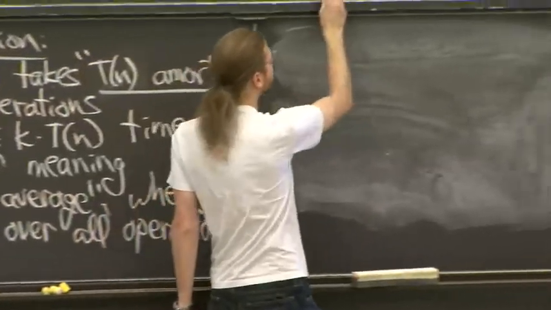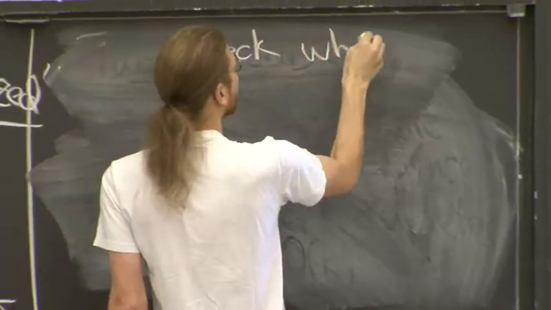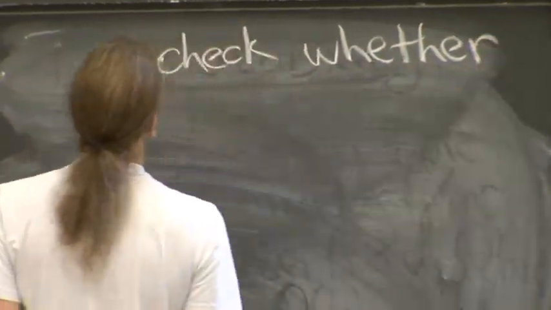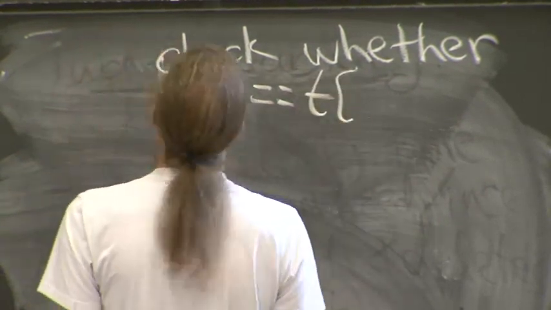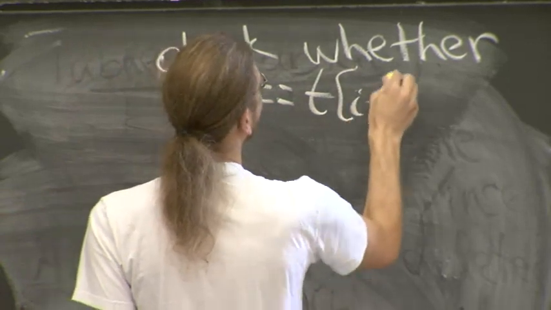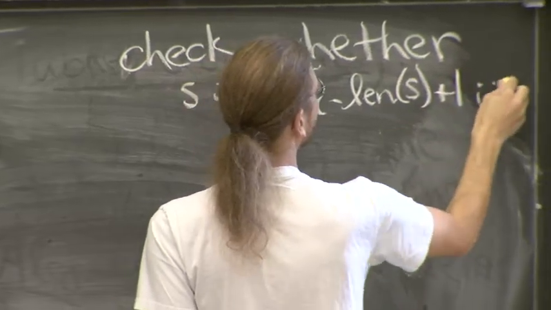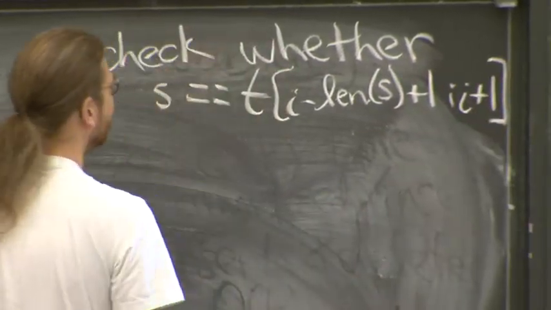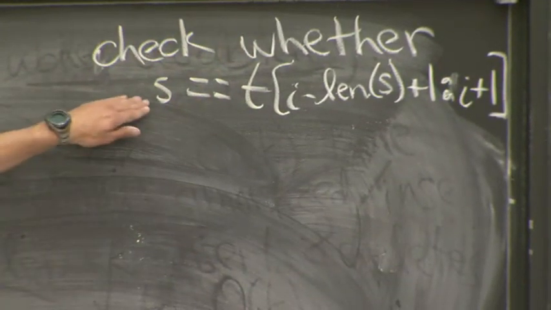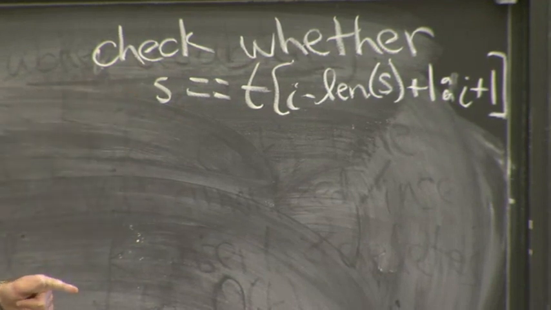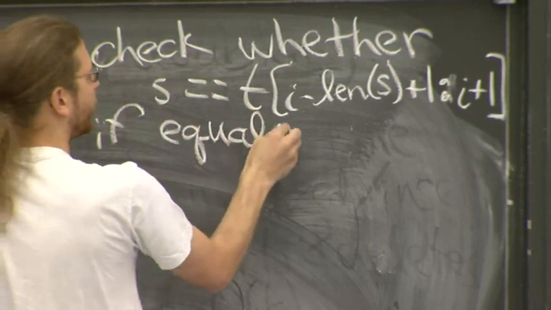So what we do in this situation is check whether s equals t. I did it slightly less conveniently than before. It's like i minus length of s plus 1 to i plus 1. Oh, well, that wasn't very beautiful, but it works. So in this case, I'm going to check it character by character. If they're equal, then we found a match.